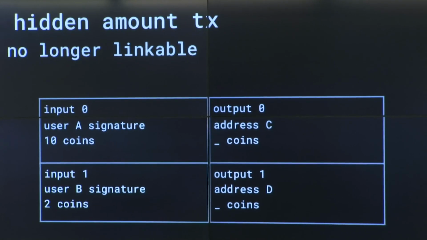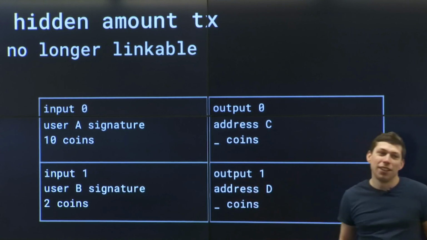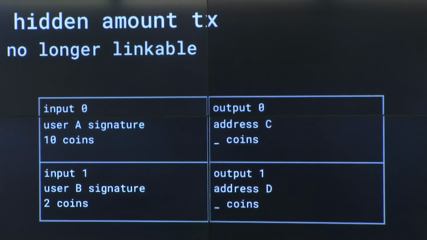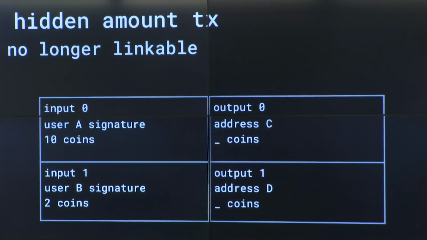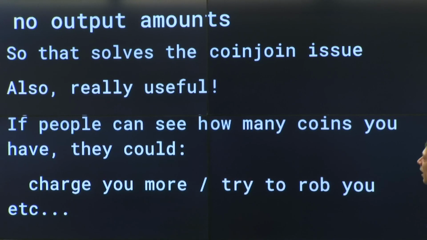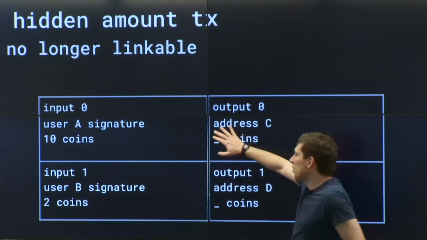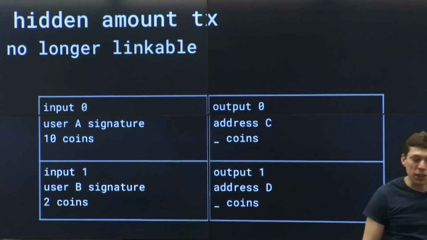So instead of having it like this, you just don't see how many coins there are. Why don't we just delete the output amounts entirely? It saves 8 bytes, right? But we can't just delete it. So what does this actually mean? This would be really cool though, if we could somehow obscure this so that no one can tell what the amounts are.